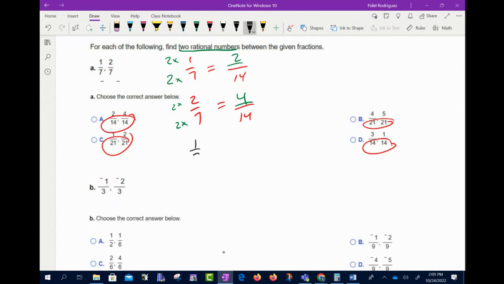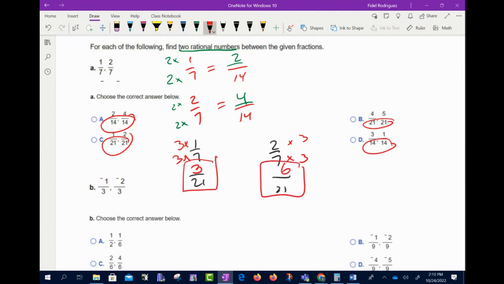Let's look at the two fractions that we have, 1 over 7 and 2 over 7. And let's write denominators with 21, okay? So look, if I multiply that by 3, I got to do that by 3. And if I multiply this by 3, I got to multiply that by 3. Okay, so I have 3 over 21 and 6 over 21. What numbers are between 3 and 6? 4 and 5, right? 4 and 5 over what number? Over 21, because that's the denominator that I have, okay?